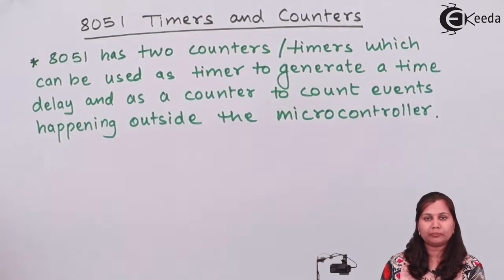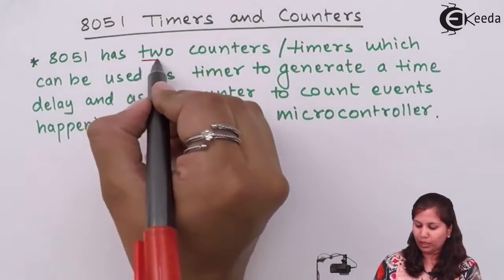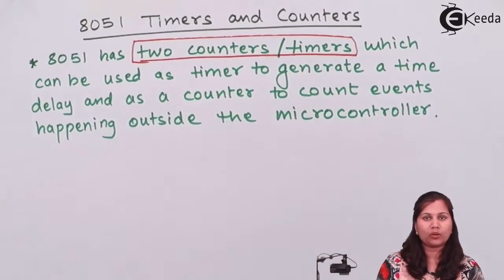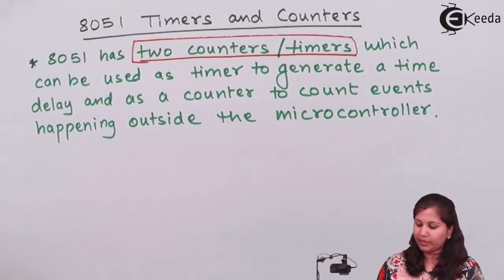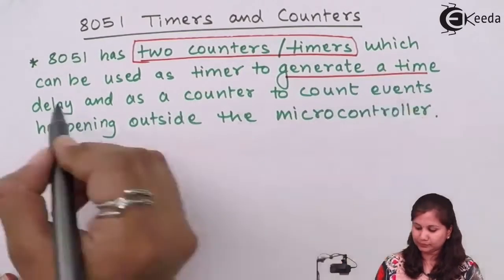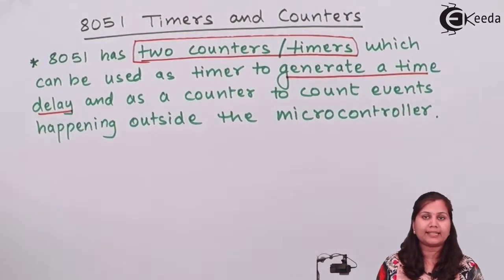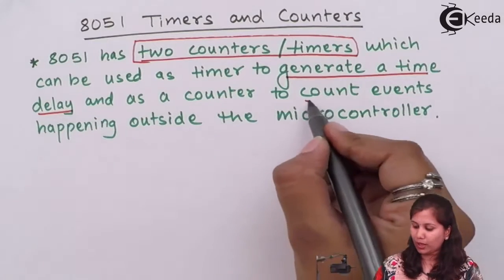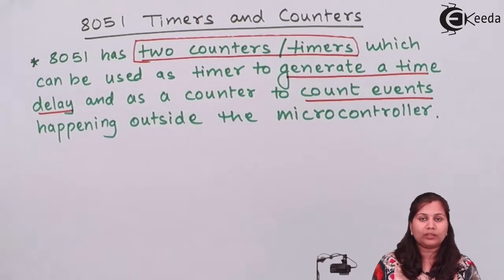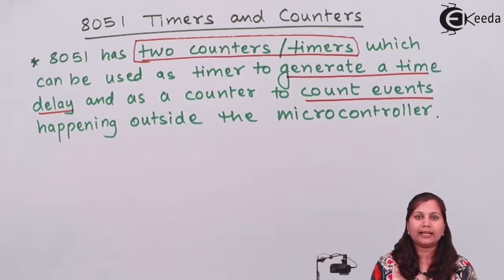So 8051 microcontroller, it is having two counters and timers. Means these two can act as counter also and as timer also. So when it is acting as timer, it is used to generate a time delay. And when it is acting as a counter, it is used to count the events which are happening outside the microcontroller.